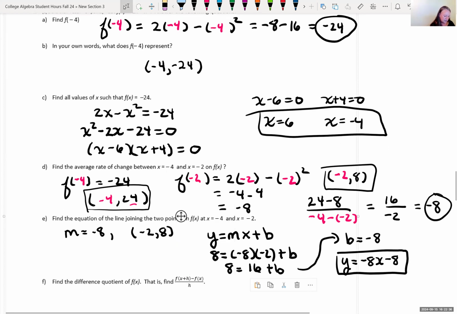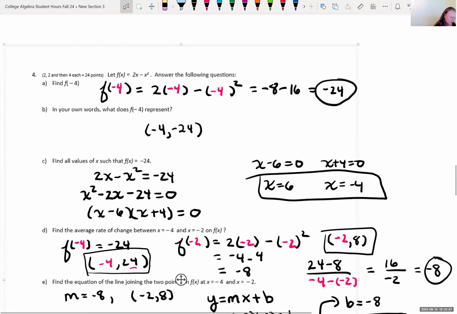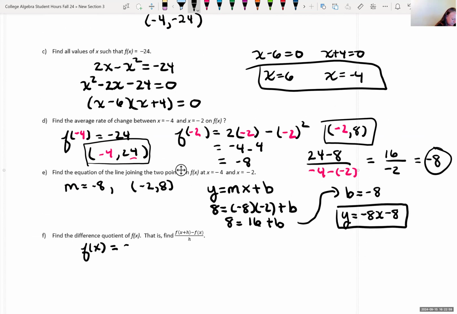Next, we want to find the difference quotient of f of x. I give you what the difference quotient is. That is f of x plus h minus f of x all over h. Let me just bring down again what f of x is. F of x, we said, was equal to 2x minus x squared.